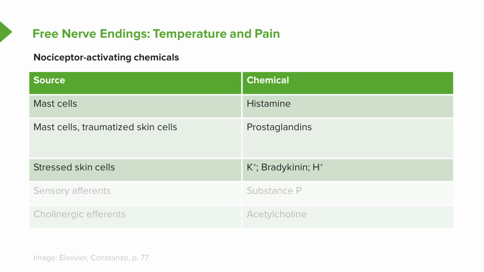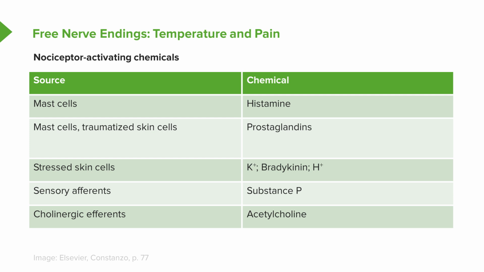Other ways that stressed skin releases substances are things like potassium, bradykinin, even hydrogen ions. All of those substances can stimulate the free nerve endings to cause a painful response. Even sensory afferents can release substance P, which gives the perception of pain in that area. And finally, sometimes even cholinergic agonists.